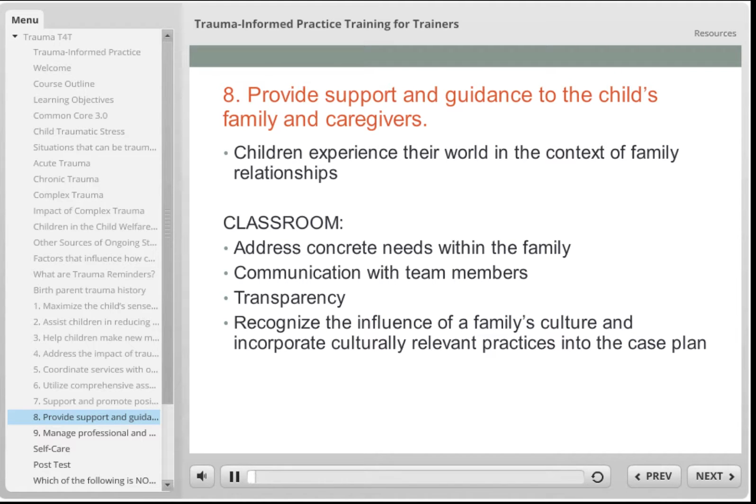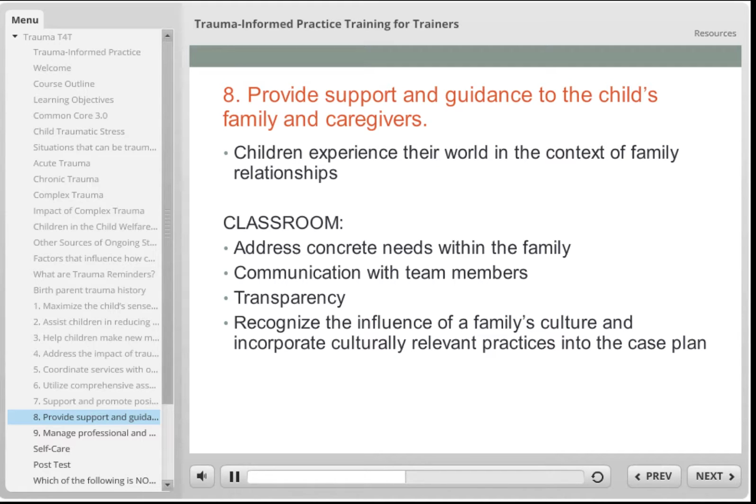Number 8. Provide support and guidance to the child's family and caregivers. Children experience their world in the context of family relationships. Parents, family, and other caregivers are the full-time and long-term loving supports for their children. Improving the coping skills within a child's caregiving system will help promote resiliency. It is critical to support those caring for a child by listening, including them in decisions about the child, and being responsive to their needs.